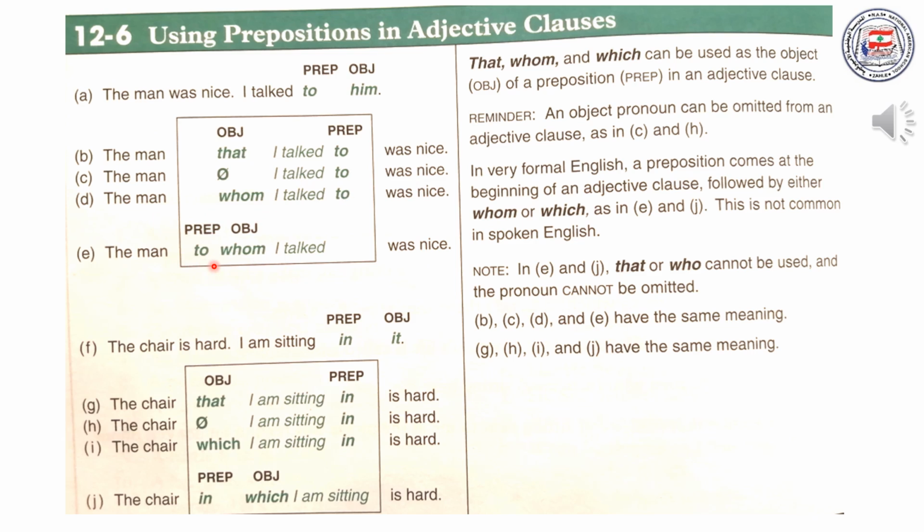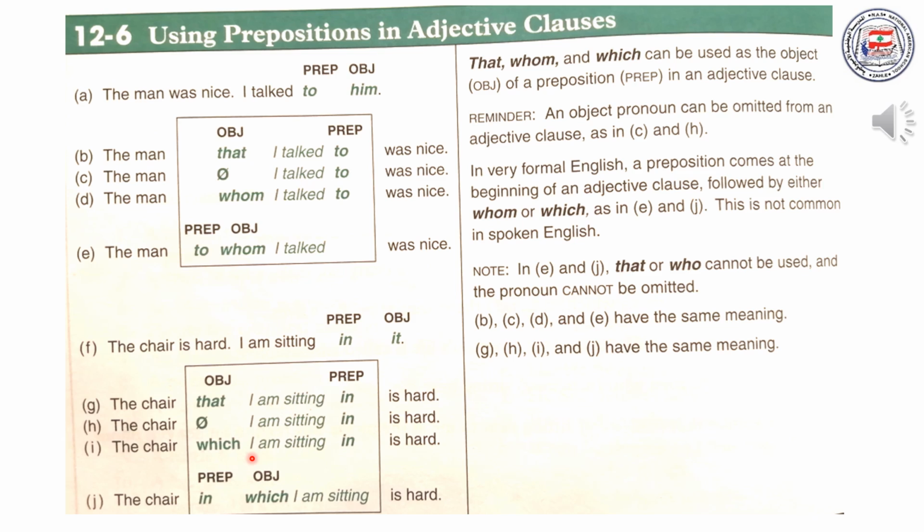Remember that that and whom in examples B and D replace the object pronoun him in A that functions as the object of the preposition to. Look at E. You can only use whom after to make the second sentence an adjective clause. So you can say, the man to whom I talked was nice. You can never say, the man to that I talked was nice.